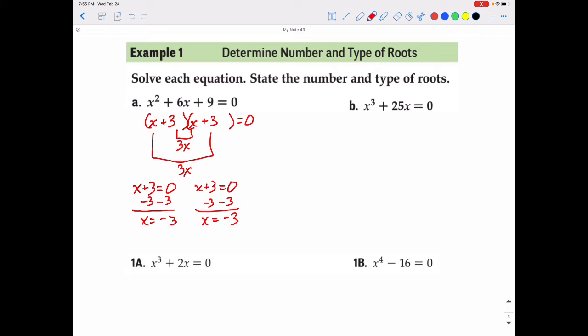So the number of solutions we have and the types of roots, these are real solutions. They are not imaginary because they don't involve negative square roots or the imaginary unit i. So these are real solutions. And we did generate 2 real solutions. However, it is only one unique real solution. Unique meaning not repeating.